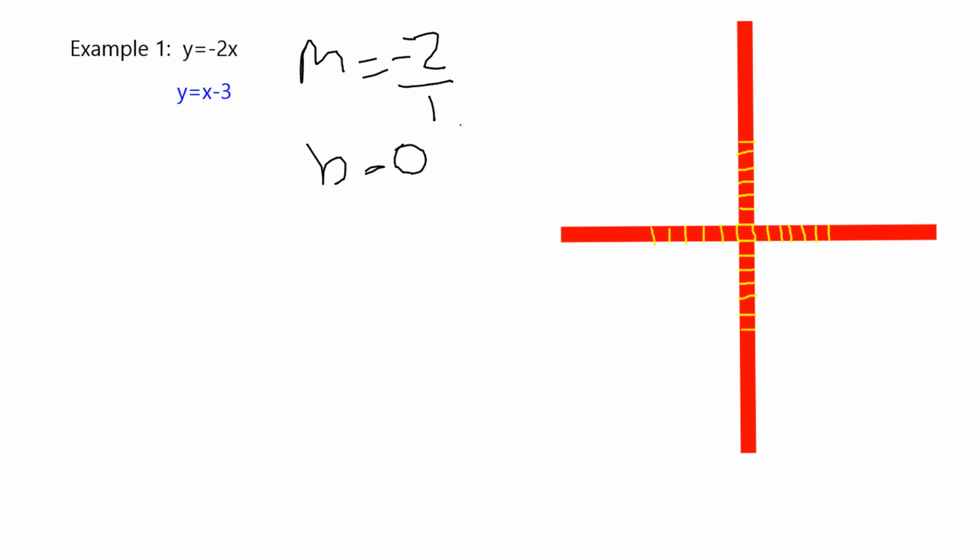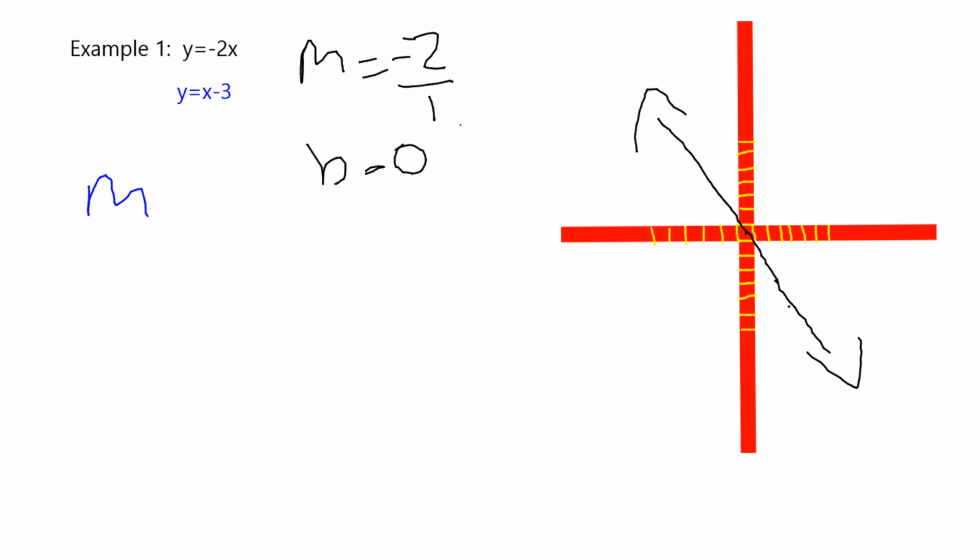So I'm going to start at 0, and I'm going to go down 2, to the right 1. Down 2, to the right 1. And I'm going to draw my line. It is important that you use a straight edge and that you use graph paper so that these come out accurately. Now I'm going to do my second one.